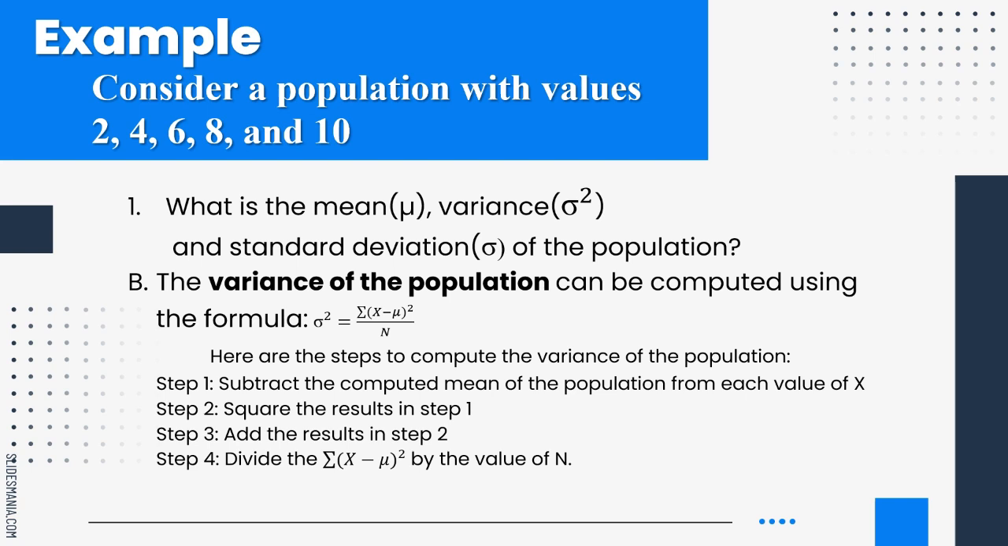Subtract the computed mean of the population from its value of x. Step 2. Square the results in step 1. Step 3. Add the results in step 2. Step 4. Divide the summation of the quantity of x minus mu squared by the value of n.